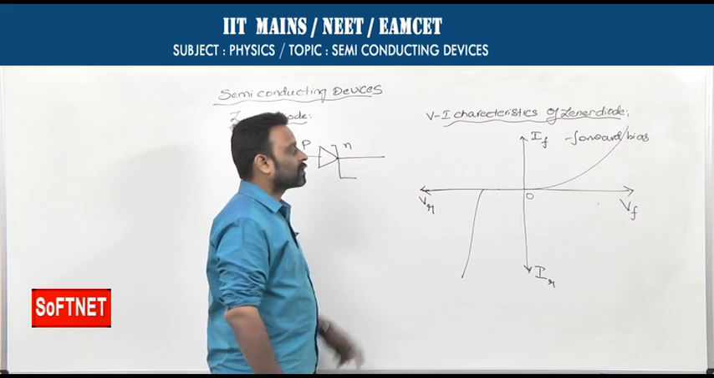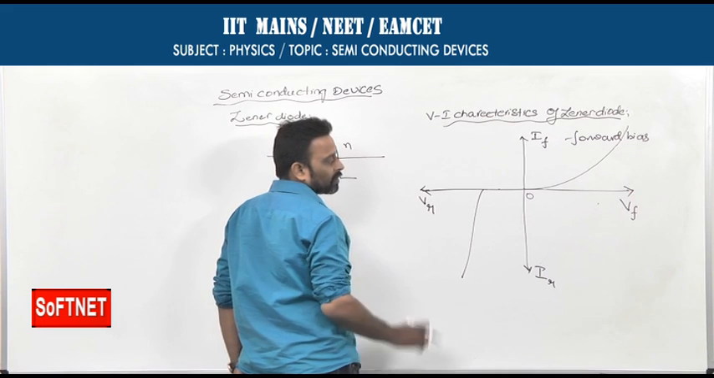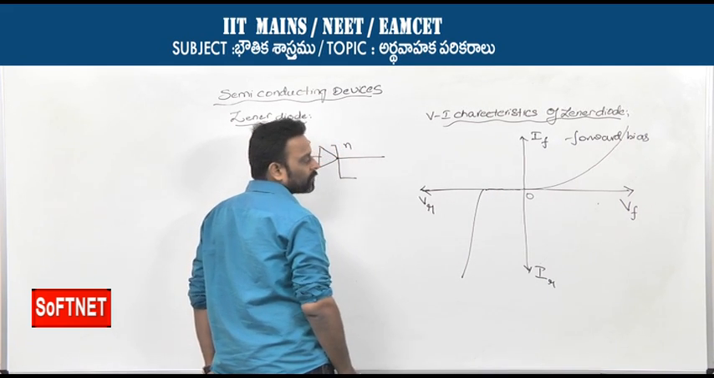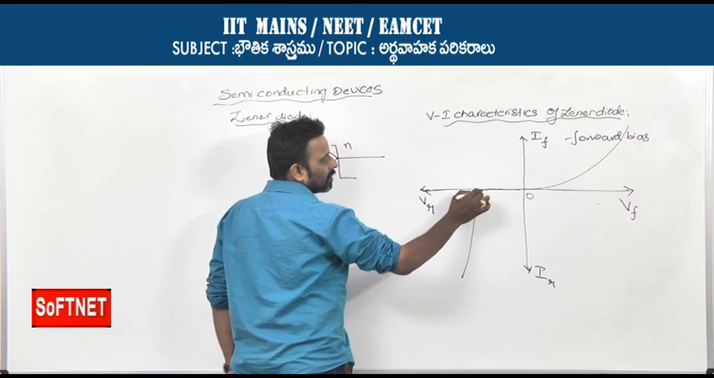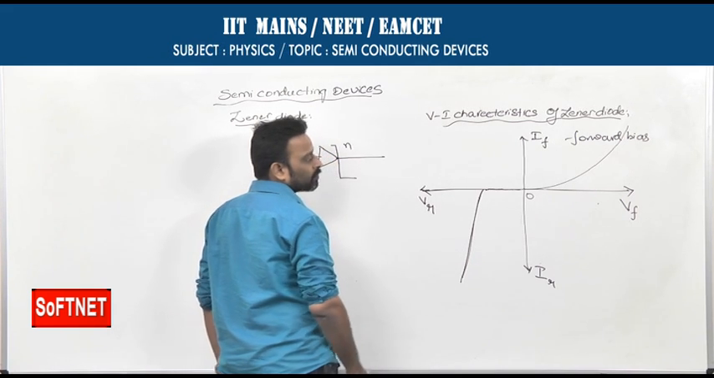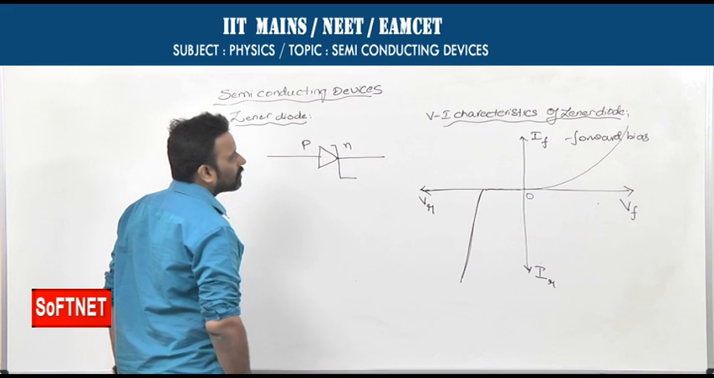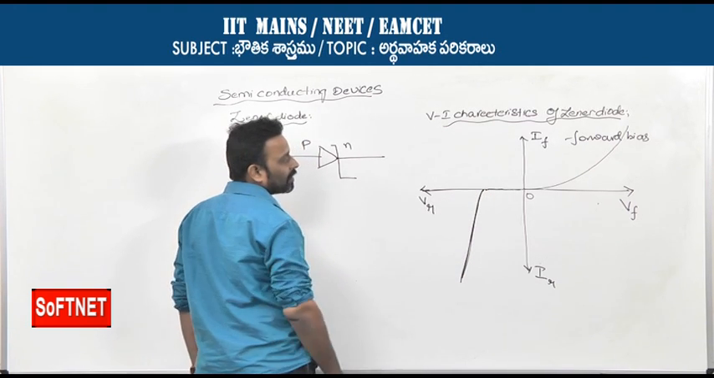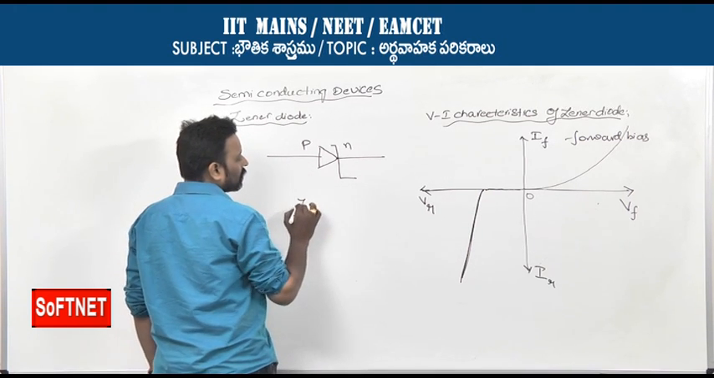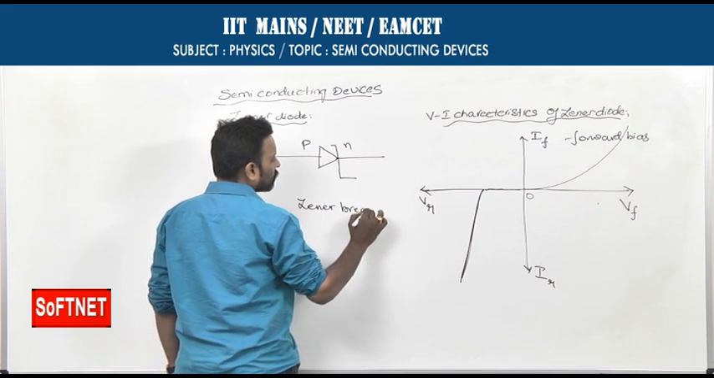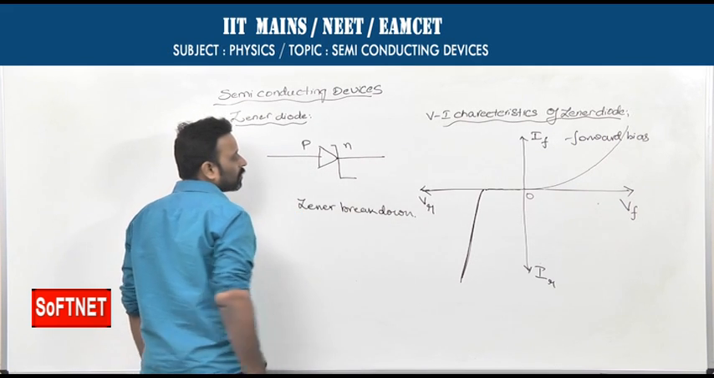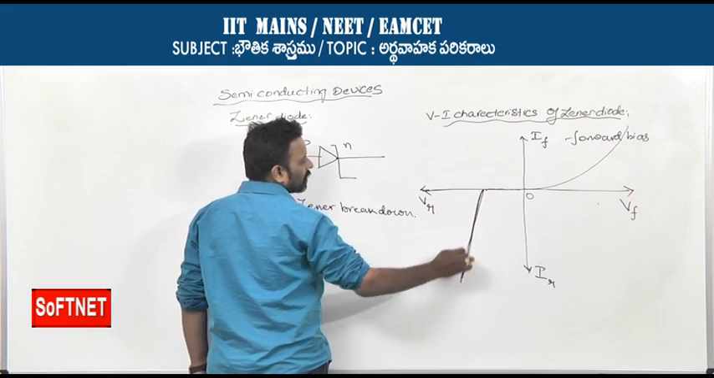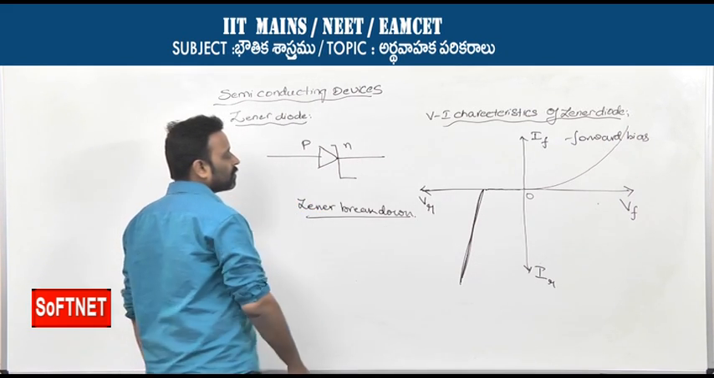Whereas in case of reverse bias condition, with increase in the voltage, the reverse current remains almost zero for a certain period of time. With further increase in the voltage in the reverse bias condition, the reverse current suddenly rises exponentially. This voltage applied across the Zener diode in reverse bias condition, at which the reverse current suddenly rises exponentially, is called Zener breakdown voltage.